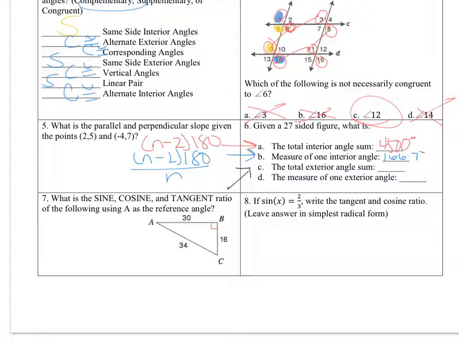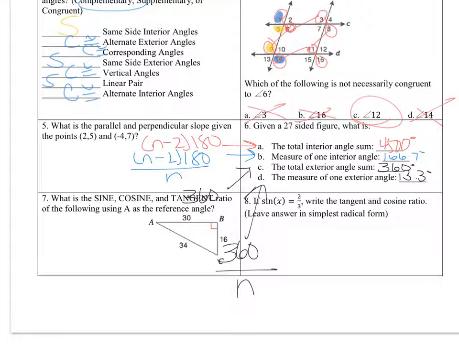How do I find the total exterior angle? What do you know about all exterior angles? They add up to equal 360 degrees. And how do I find the measure of one exterior angle? Well, I take 360 degrees, which is the sum, and I divide it by the number of sides. So 360 divided by 27 is 13.3 degrees.